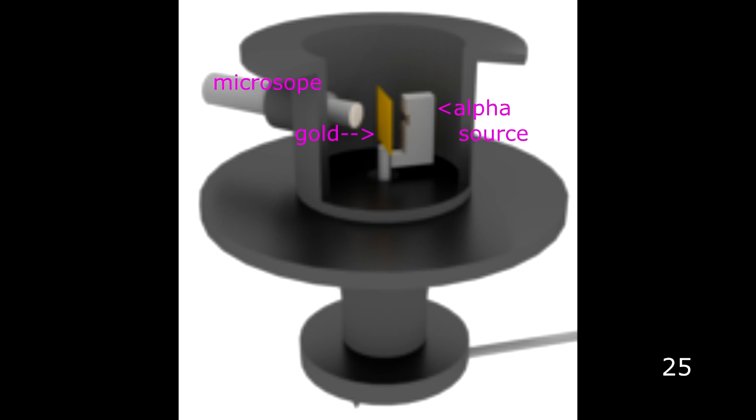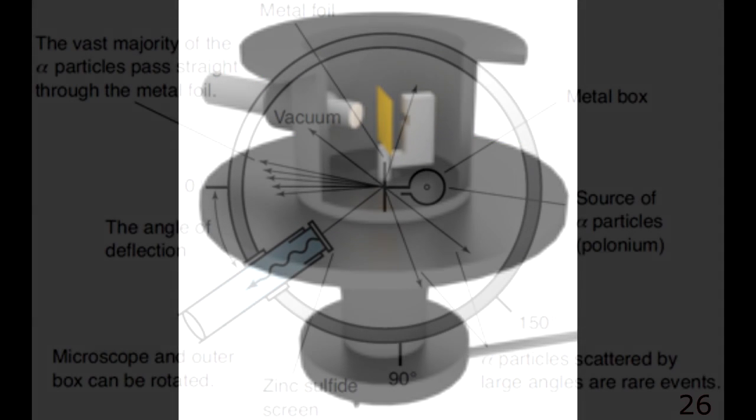On the other side of the gold foil, we can see a microscope which has a scintillation screen attached to the end nearest the gold foil. A scintillation screen is a screen that glows or lights up every time even one alpha particle strikes it, so that by looking through the microscope, you could detect any time an alpha particle struck the scintillation screen. The cylinder to which the microscope was attached could rotate 360 degrees around the gold foil, making it easy to measure the angle at which the alpha particle struck the screen.